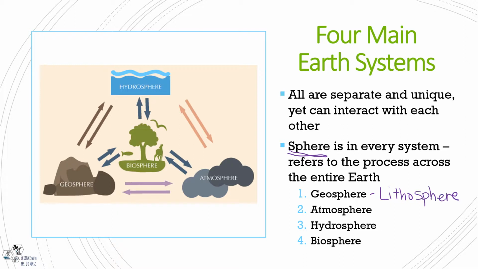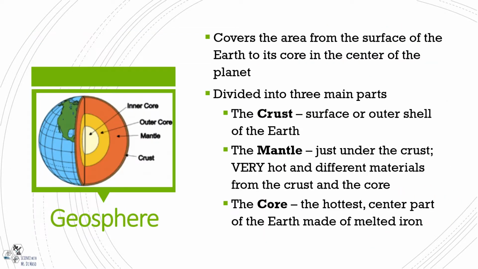You also have atmosphere. That's one of our 4 main systems, all the gases on the planet. The hydrosphere, hydro meaning water. And biosphere, from the word bio meaning life. So let's talk about each of these in a little more detail now.